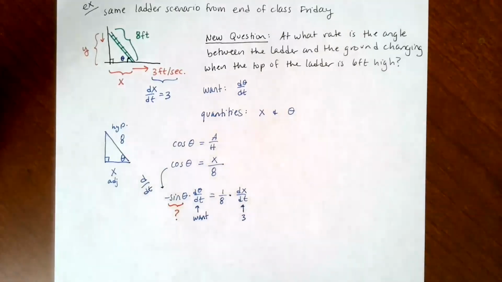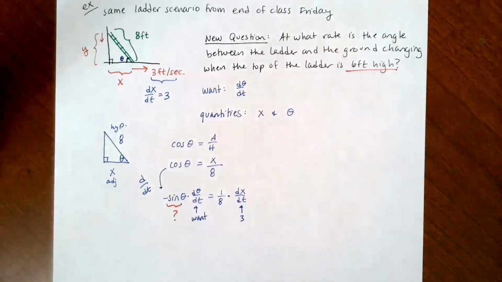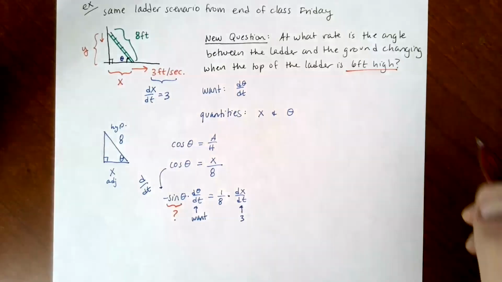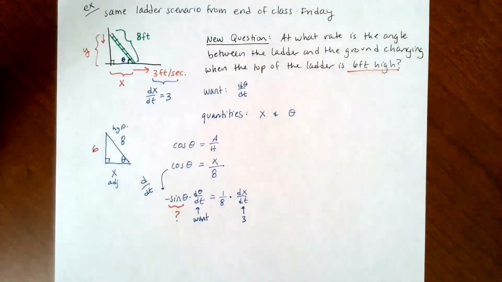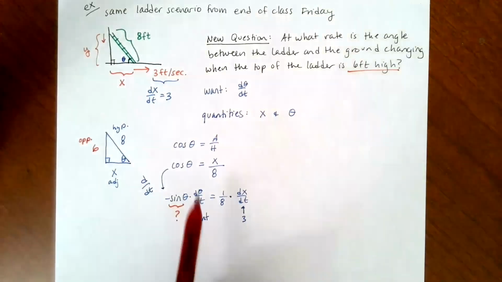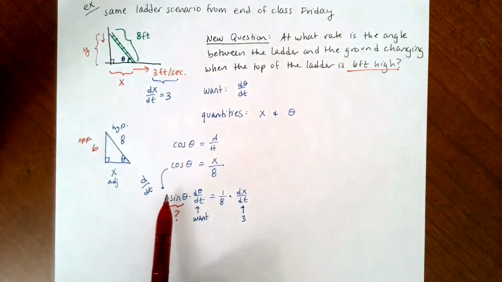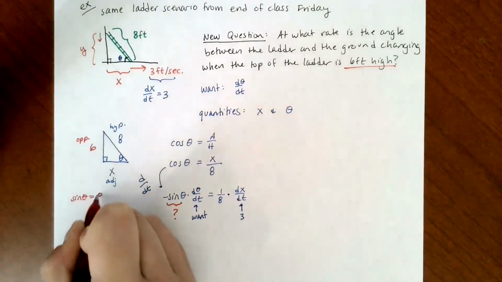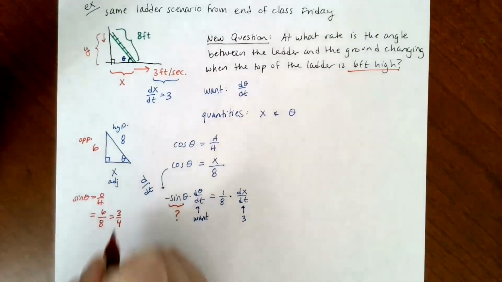And if we go back to the original question, you'll notice we haven't used one piece of information: when the top of the ladder is 6 feet high. So they're saying when this side, just for a split second moment, is 6, that's kind of our momentary situation. So this is the opposite side that we can fill in only after we've differentiated because it's not a constant value. All right, so sine of theta would need SO of SOHCAHTOA. So in this triangle, that would be the 6 over the 8, which we can simplify to 3/4.